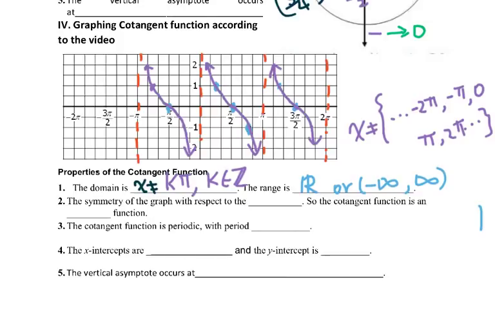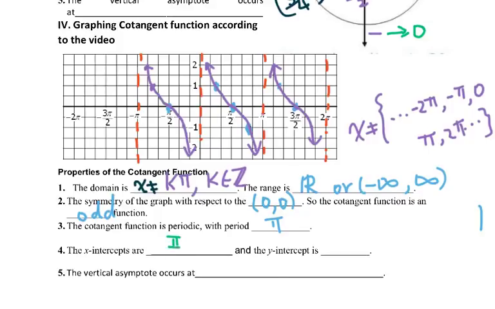And the symmetry of the graph will be origin. So the cotangent function is an odd function. And definitely that's a periodic function. Pi is the period. The x-intercepts will go to pi over 2, negative pi over 2, 3 pi over 2, negative 3 pi over 2.